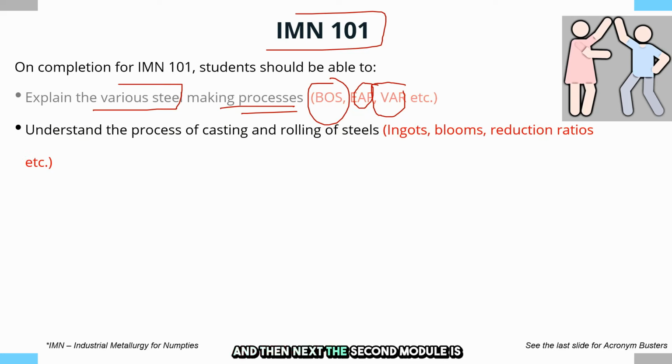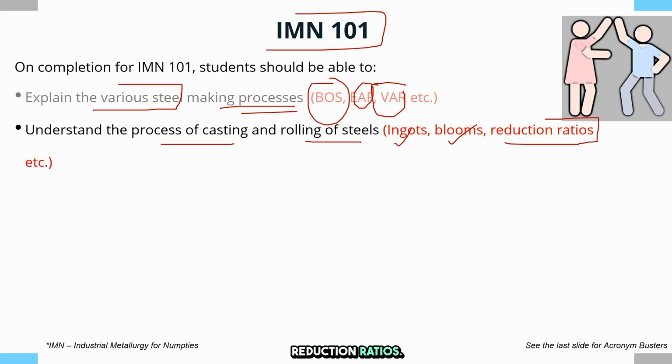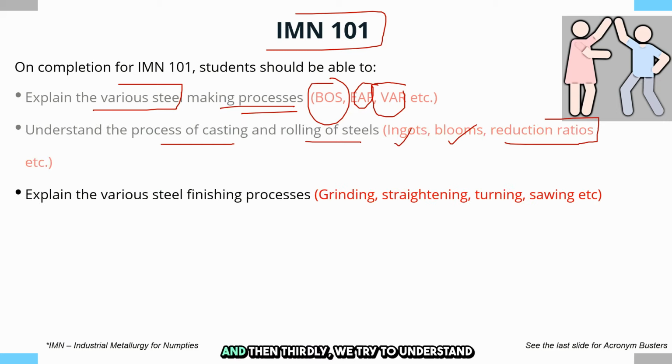And then next, the second module is around casting and rolling of steel. So we look at things like what are ingots, what are blooms, and how do we calculate this interesting phenomenon, reduction ratios. And then thirdly, we try to understand what are the steel finishing processes, so things like grinding, straightening, turning, and sawing.